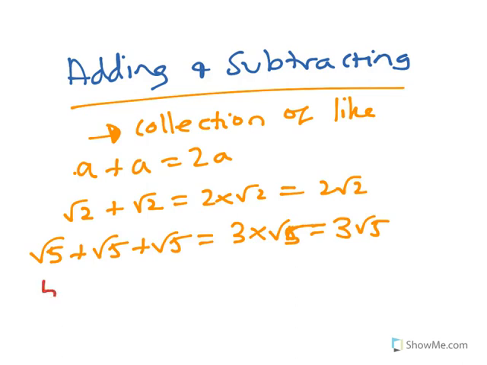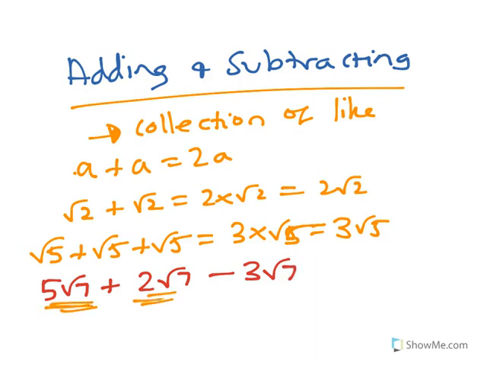Okay, so I have 5 root 7 plus 2 root 7, and then I take away 3 root 7. So they're like terms. So 5 root 7s plus 2 root 7s is 7 lots of root 7, take away 3 lots of root 7, which is 4 root 7.